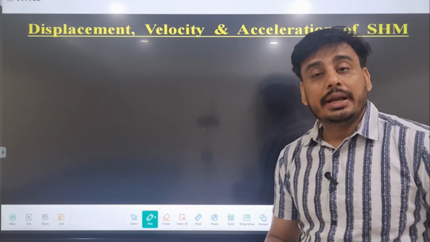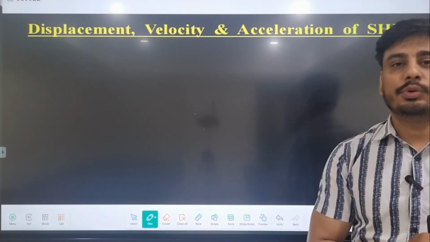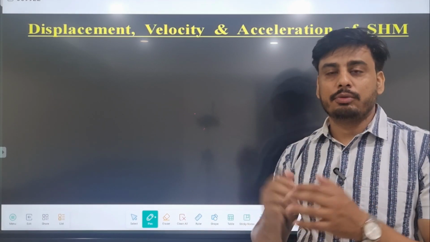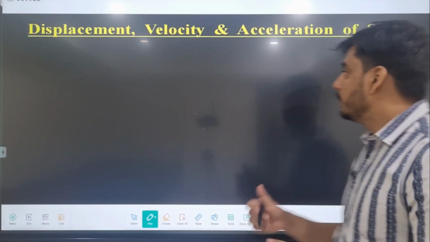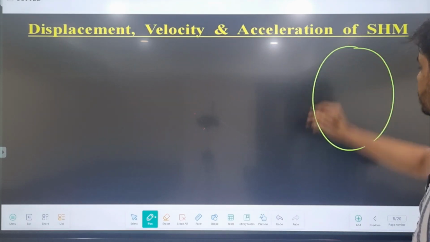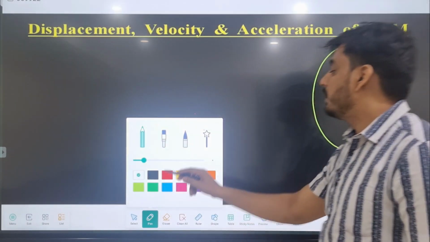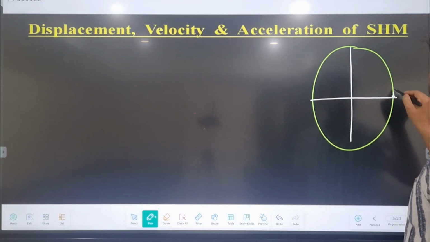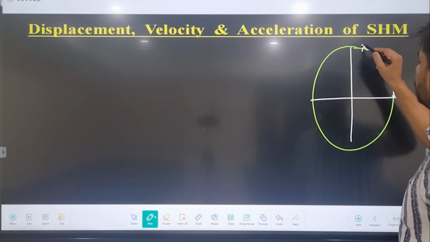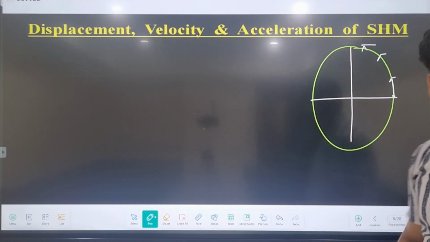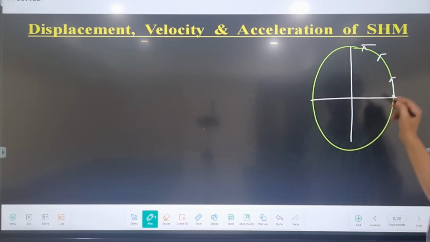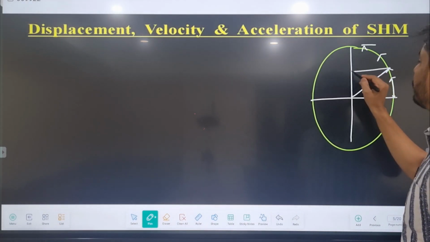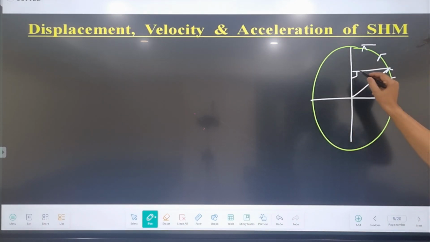Always remember, when a body is in uniform circular motion, its foot of the perpendicular executes simple harmonic motion about its mean position, or you can say the center. So what is the foot of the perpendicular then? If a circular path is there and the body is moving in circular motion, at any point the body will move in a circular orbit or circular path. But if we draw a perpendicular at any instant, let the particle be here. If we draw a perpendicular here, you can see the foot of the perpendicular.